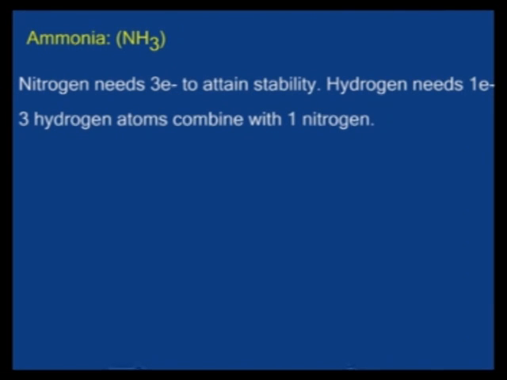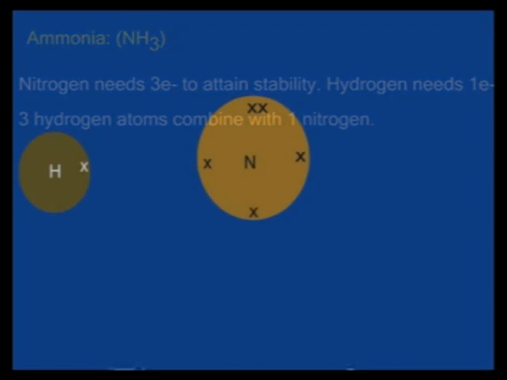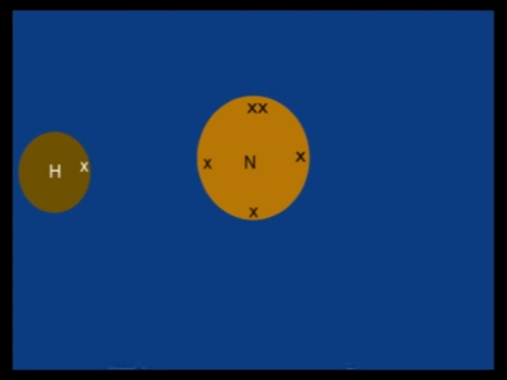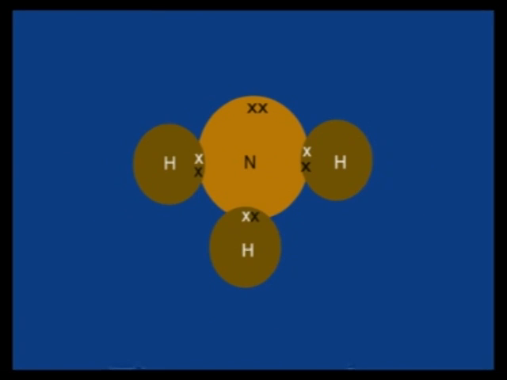Next, we look at ammonia. Ammonia is composed of hydrogen and nitrogen. Nitrogen with the configuration of 2,5 needs 3 electrons. Now, hydrogen needs 1 electron. What happens is that 3 hydrogen atoms will combine with 1 nitrogen atom in a sharing deal, just as in water. So there you have the ammonia molecule illustrated.